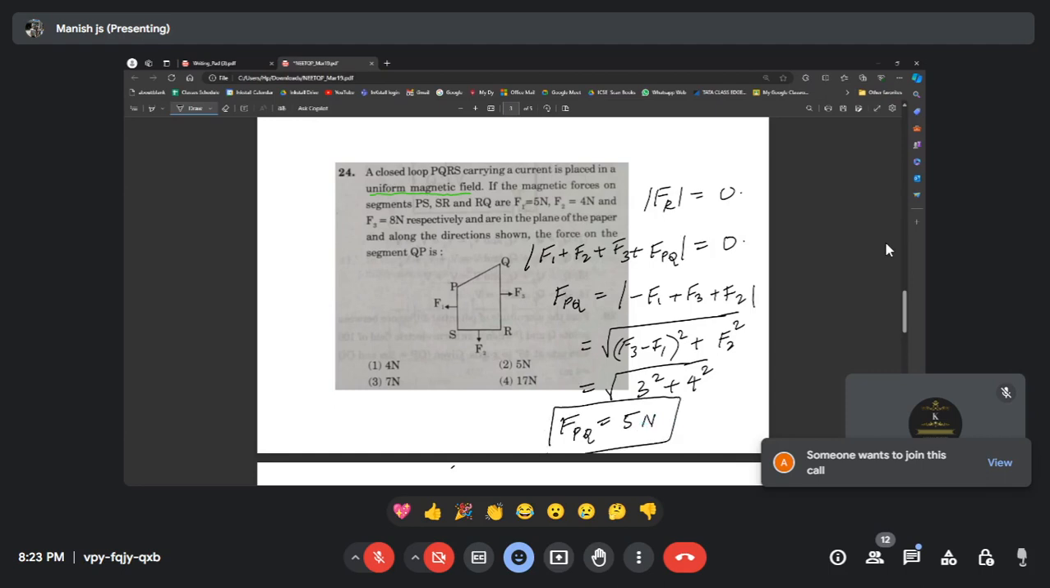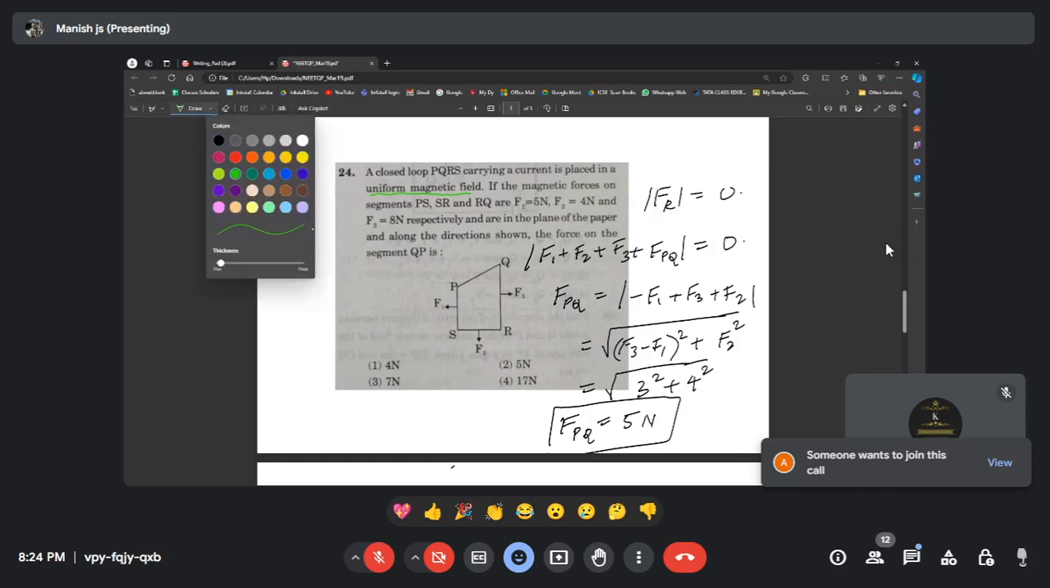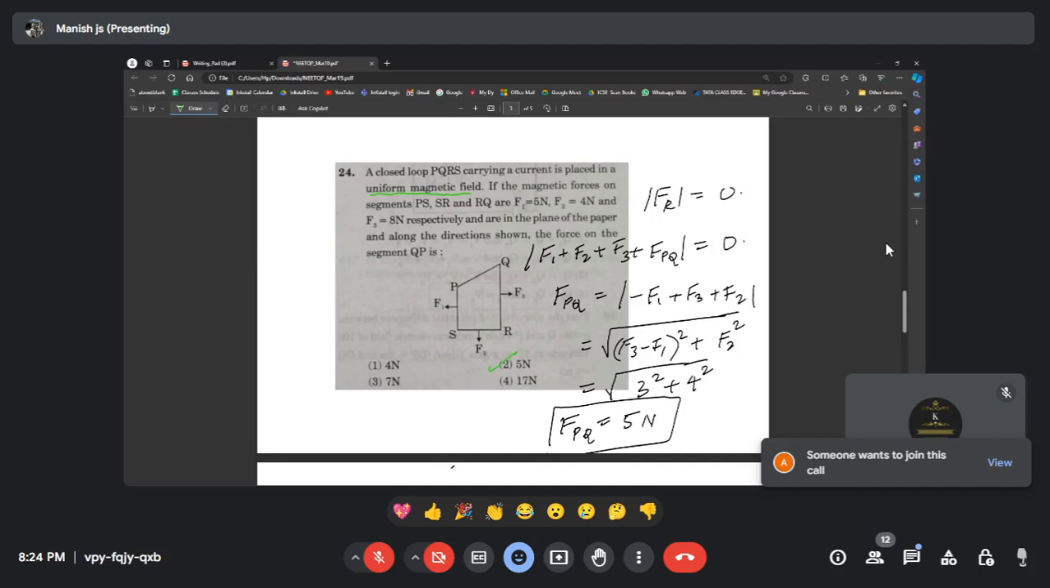So FPQ is equal to 5 newtons. So the answer is 5 newtons. So the answer is option 2. Okay. I hope this question is now clear how it needs to be solved. The solving approach is very important. Okay. So look at the figure.